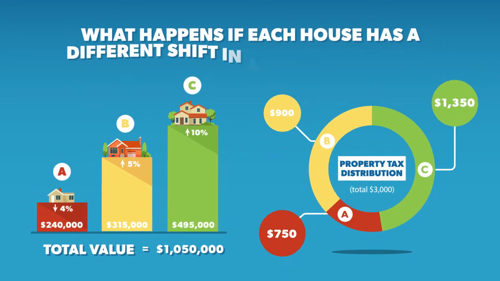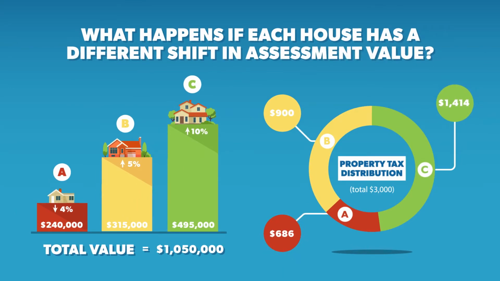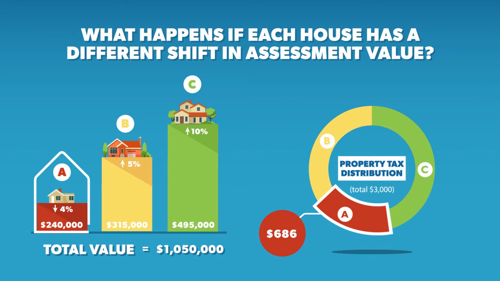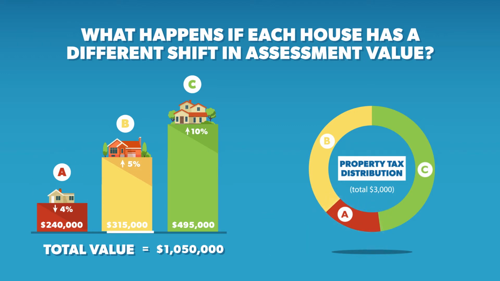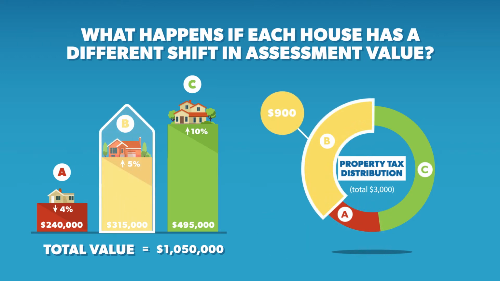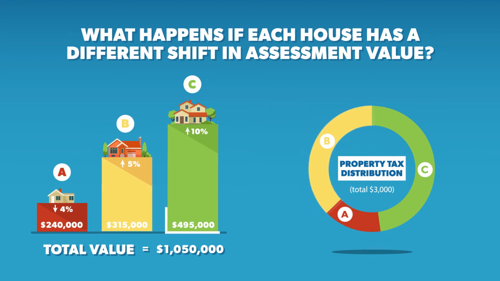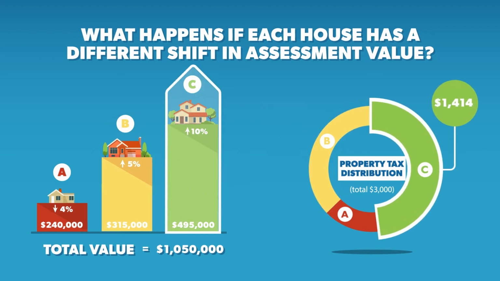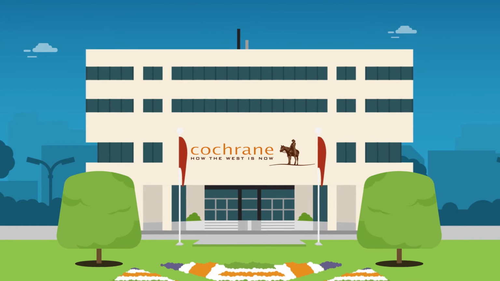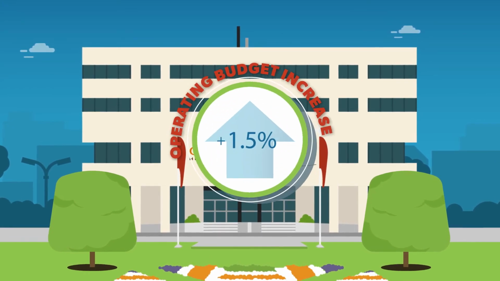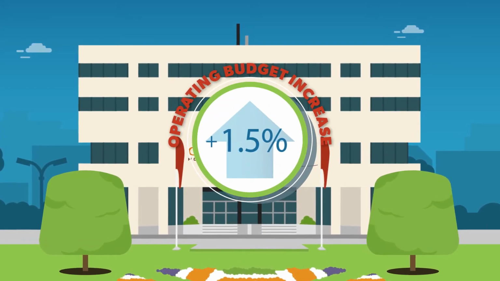But what happens if each house has a different shift in assessment value? House A pays a lower portion of overall taxes because it has a lower portion of the overall assessment. House B increases at the average rate and stays consistent at $900 in taxes. House C now pays a higher portion of the overall taxes because it has a higher proportion of the overall assessment. So, what happens when Council approves an operating budget increase, for example, 1.5%?